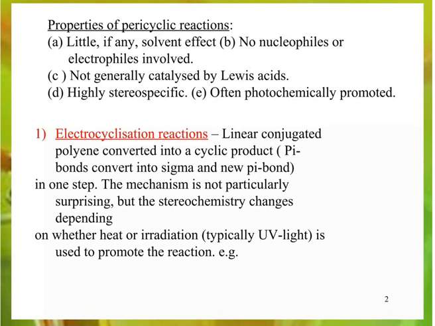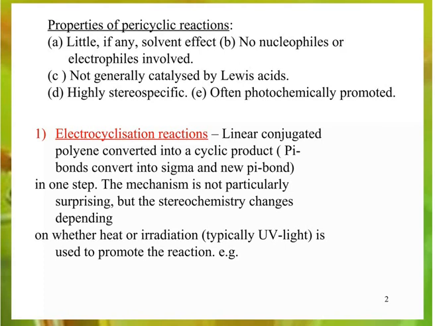Now, electrocyclization reaction. What is the electrocyclization reaction? Linear conjugated polyenes converted into a cyclic product. Pi bond converted into sigma and new pi bond in one step. The mechanism is not particularly surprising, but the stereochemistry changes depending on whether heat or irradiation, typically UV light, is used to promote the reactions.